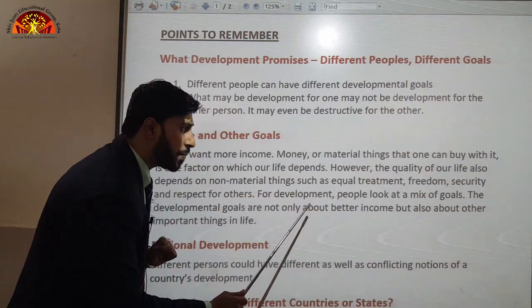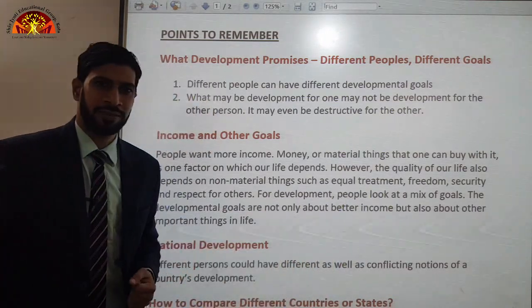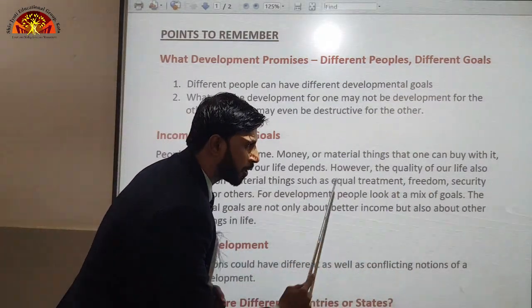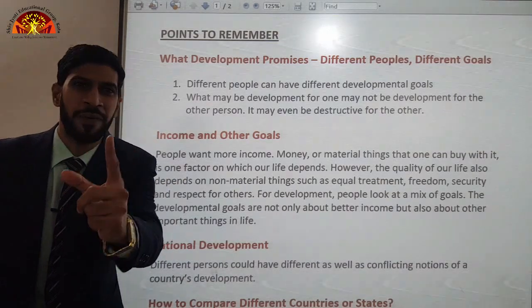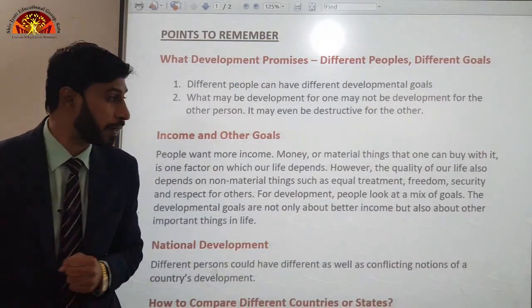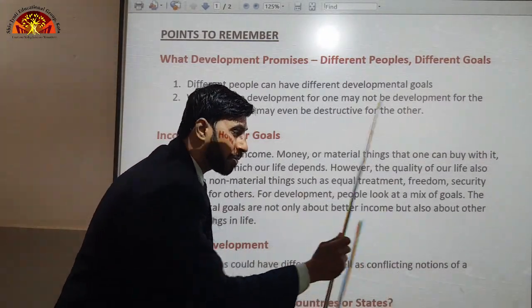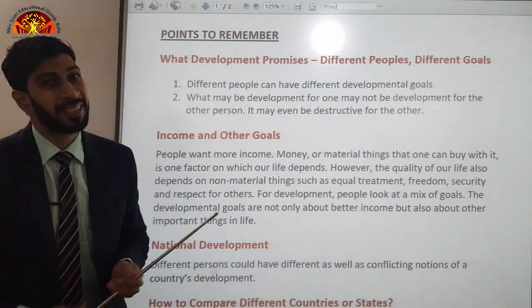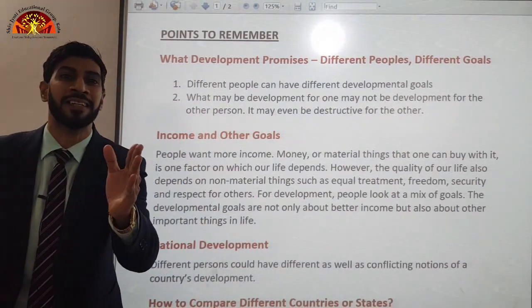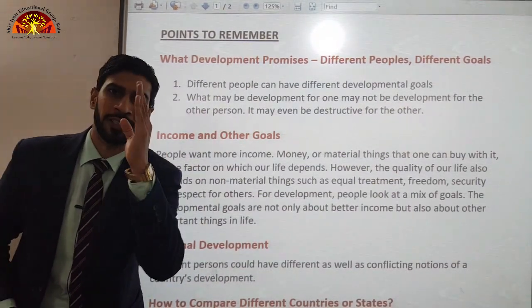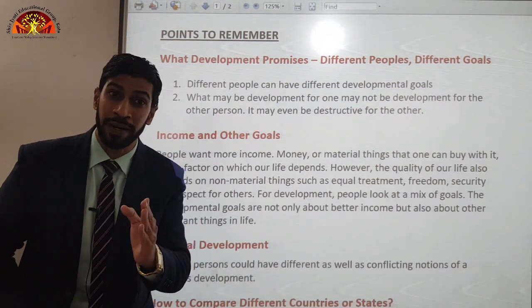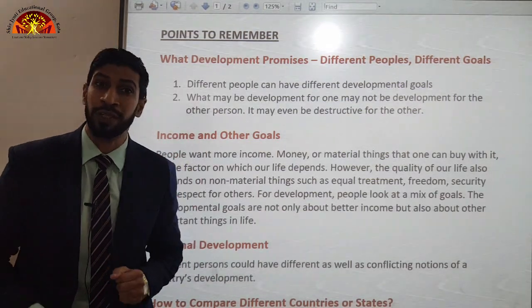Now for development, people look at mixed goals. Now this is very important question. We need to justify this now. इसको साबित करके दिखाना पड़ेगा. For development, people look at mixed goals. What does this mean? This means that just money is not required. Apart from money, there are other things also which are very important.